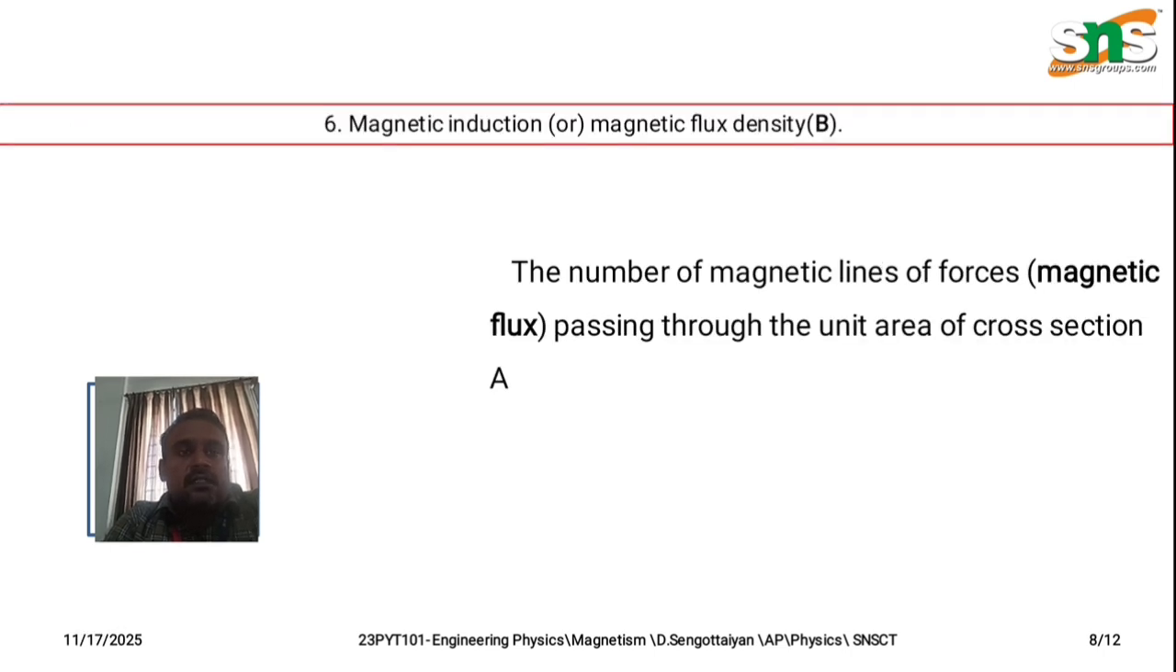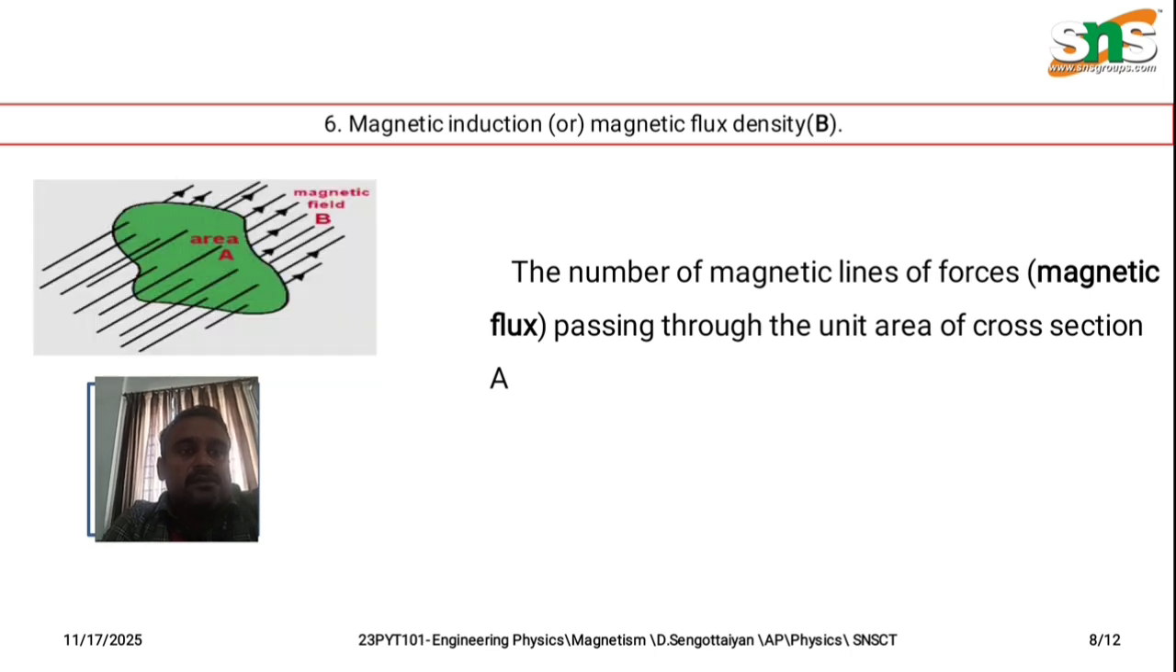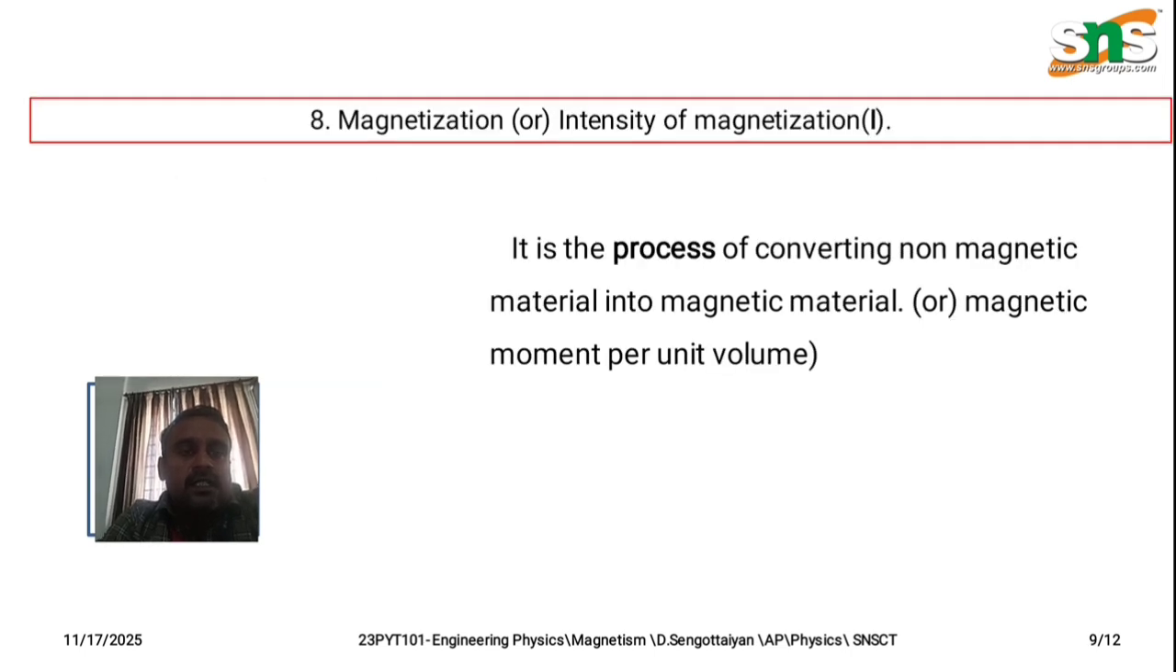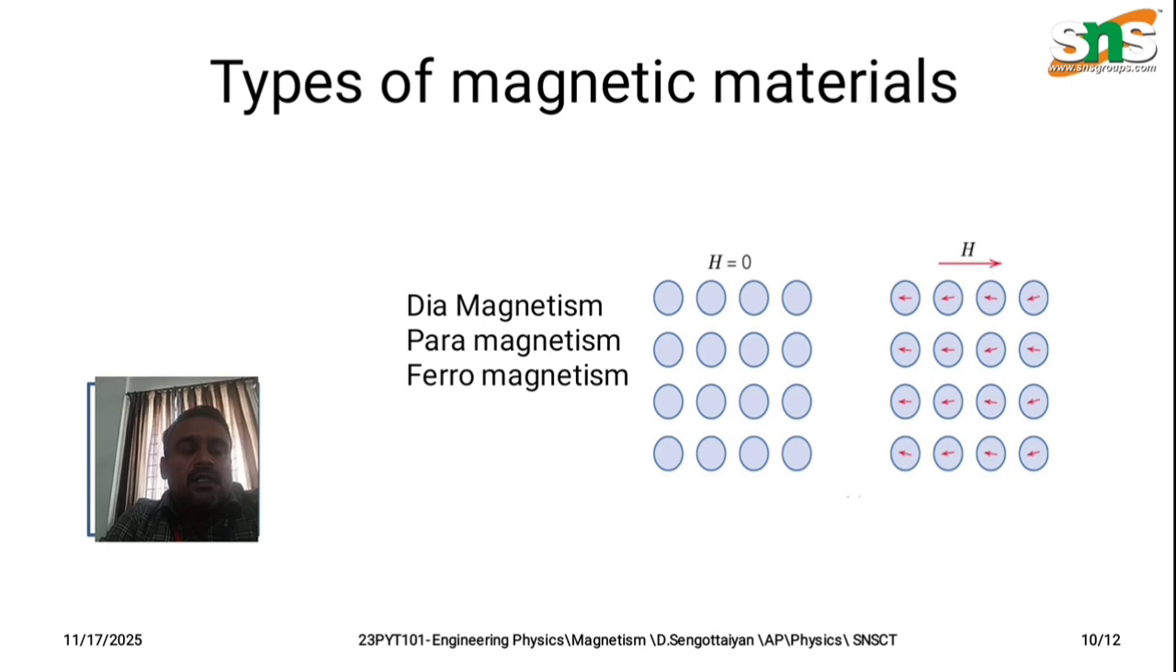Then the next title is magnetic induction or magnetic flux density. The number of magnetic lines of force passing through a unit cross section is called magnetic flux density. Then the magnetization or intensity of magnetization is the process of converting a non-magnet to a magnetic material, or the magnetic moment per unit volume.